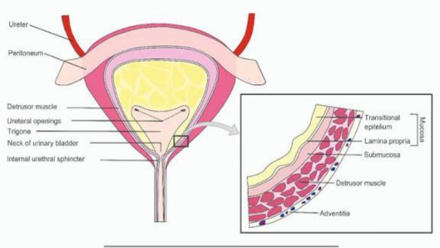And on the larger picture, you can see the detrusor muscle. You can see the ureteral opening situated on the interureteric ridge. You can see the trigone of the bladder. You can see the neck of the urinary bladder, and there is the internal urethral sphincter situated at the bladder neck.